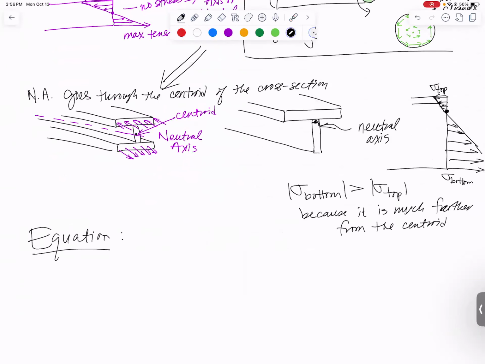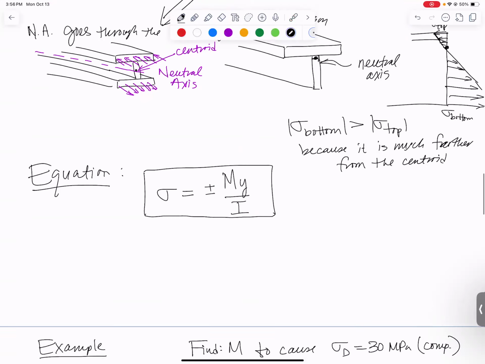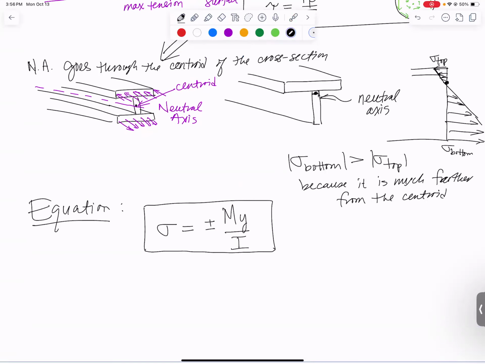So our big equation of the day is normal stress equals, I like to write this equation with a plus or minus, My over I. Most books will either call it plus or minus, depending on what sign convention they are using. I prefer for you guys to just plug in how big is M, how big is Y, how big is I, and then actually look at the problem to figure out if it's going to be tension or compression. Every other approach I've ever tried with students tends to lead to lots of confusion. So just plug in magnitudes and then look at the problem to figure out tension or compression.